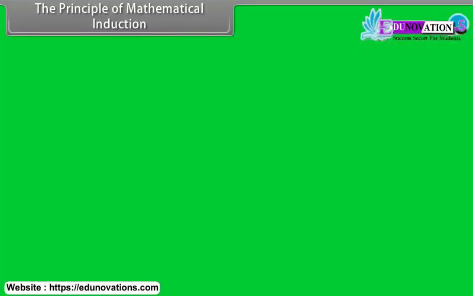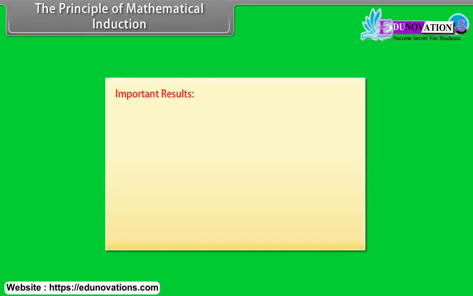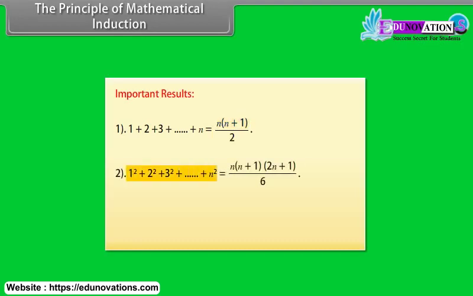The principle of mathematical induction. Important results. 1 plus 2 plus 3 up to n is equal to n into n plus 1 by 2. 1 square plus 2 square plus 3 square up to n square is equal to n into n plus 1 into 2n plus 1 by 6. 1 cube plus 2 cube plus 3 cube up to n cube is equal to n square into n plus 1 whole square by 4.